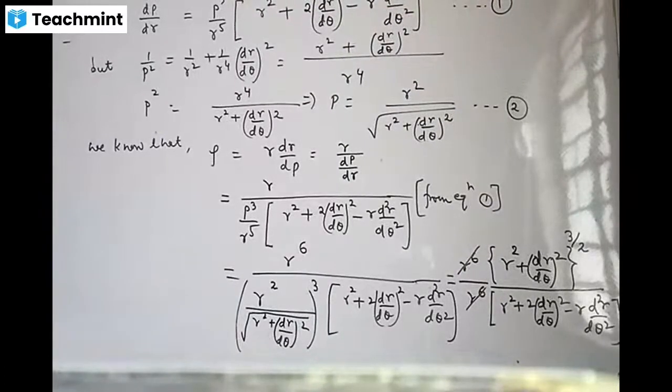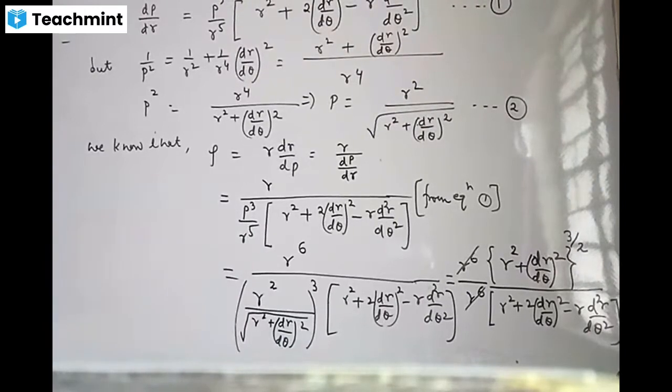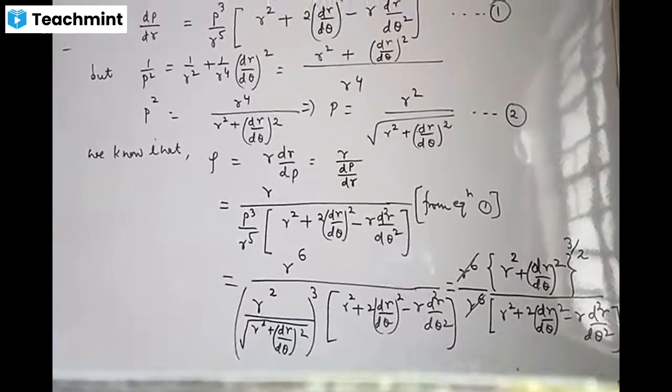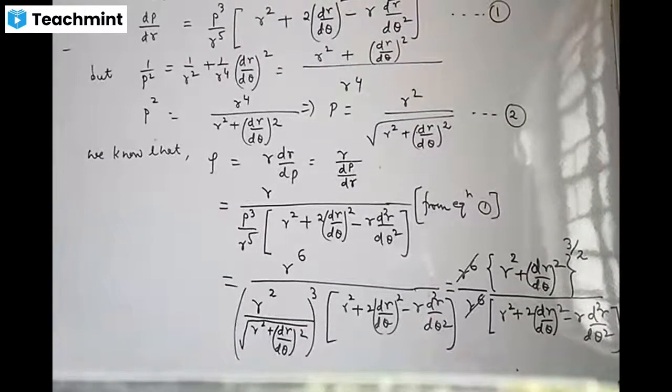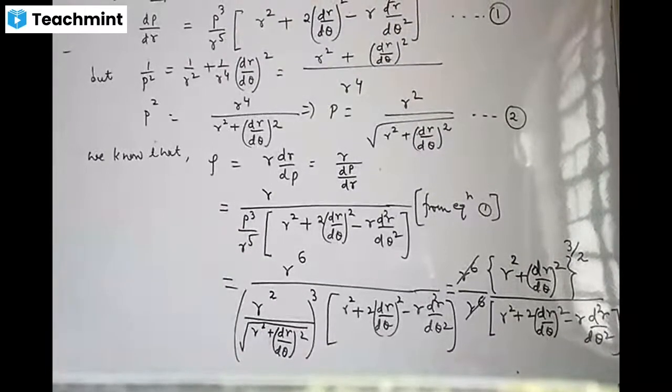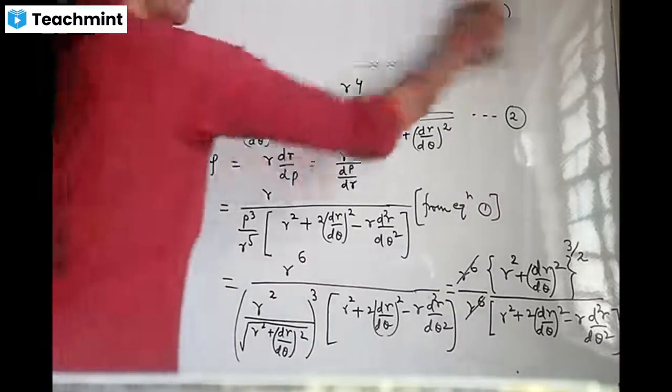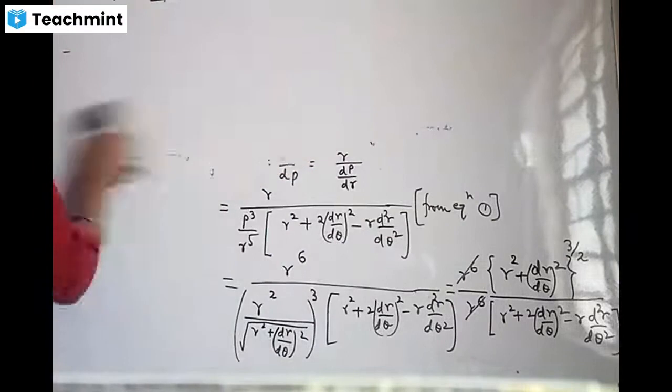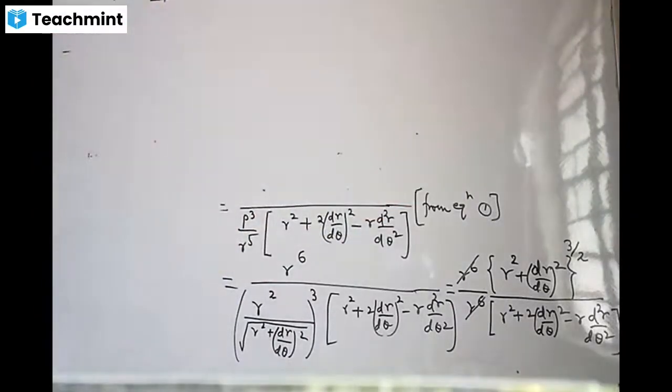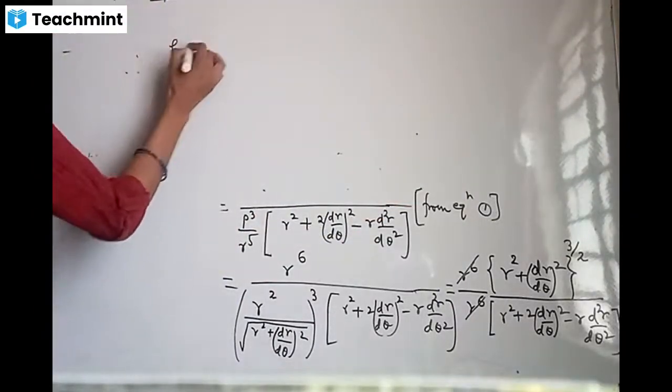Is that clear now, girls? Okay, so what do we have as the final value? What are we getting as the value? Girls, just tell me what we have. What are we getting rho as? So therefore, rho is what?